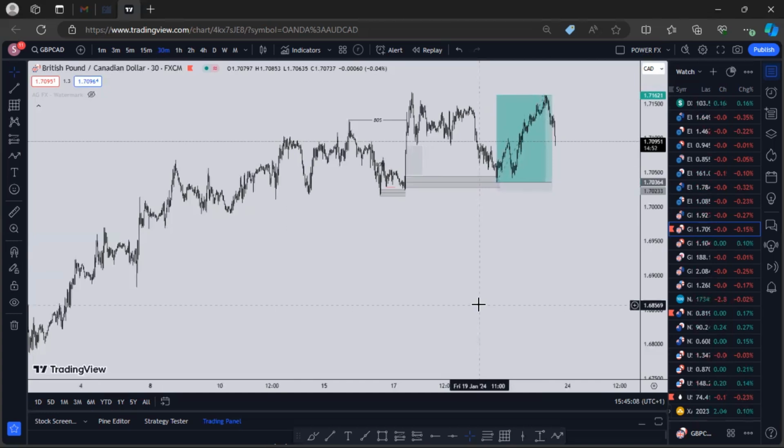So this was the simple supply and demand concept, or price action, that made me capitalize on this particular trade on GBPCAD.